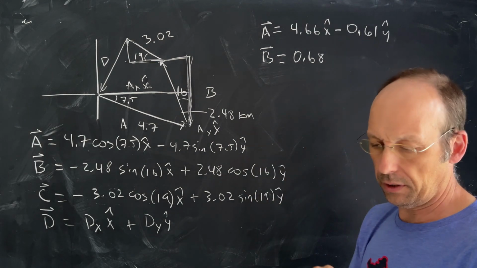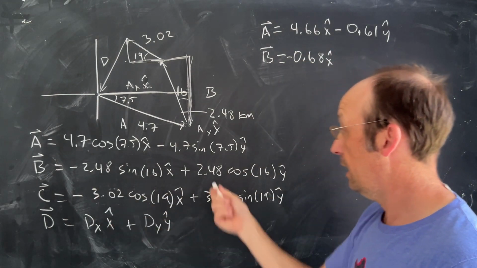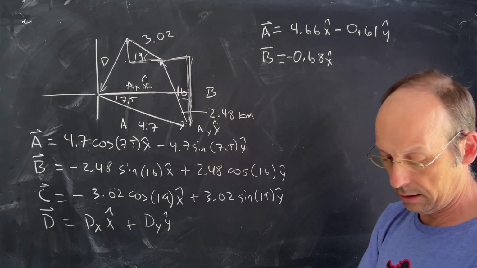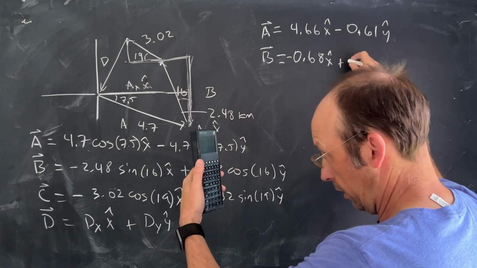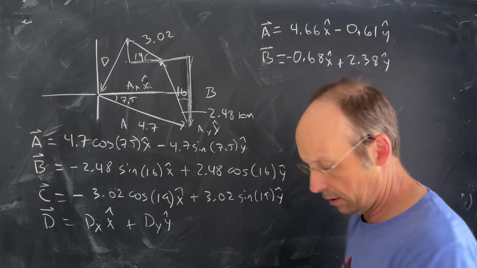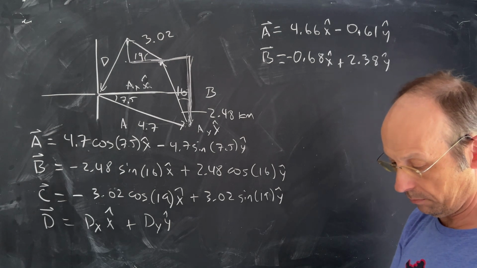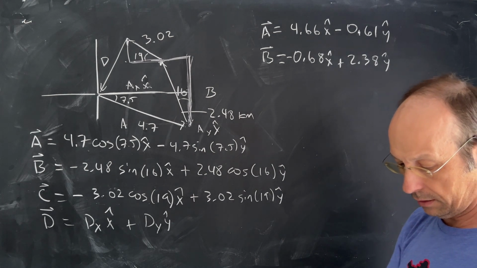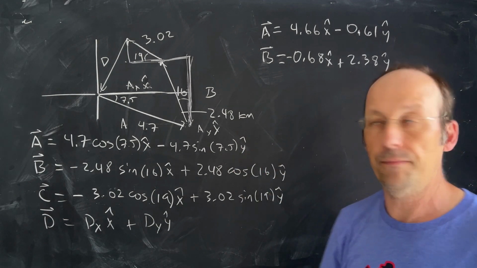You carry on if you want. I don't really care. X hat minus, right? It was minus, and then plus 2.48, 16 cosine plus 2.38 y hat. Did I do that one right? 2.48, 16 sine. Nope, I messed that up. 2.48, 16 sine times. Okay, just checking. I might have used the previous angle.